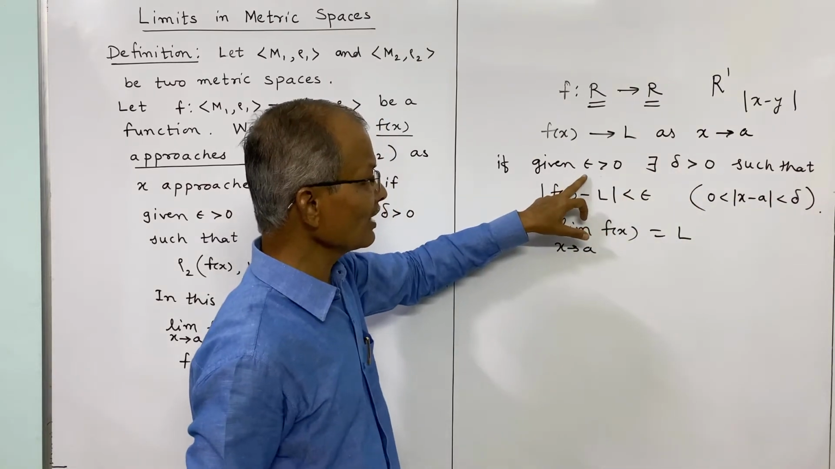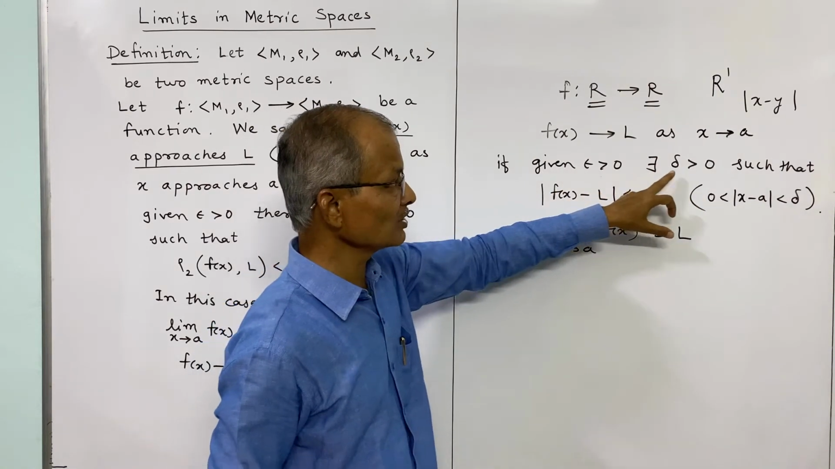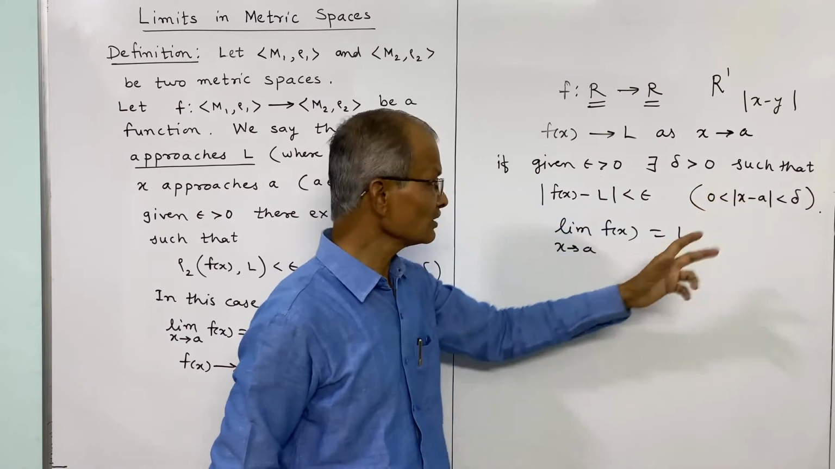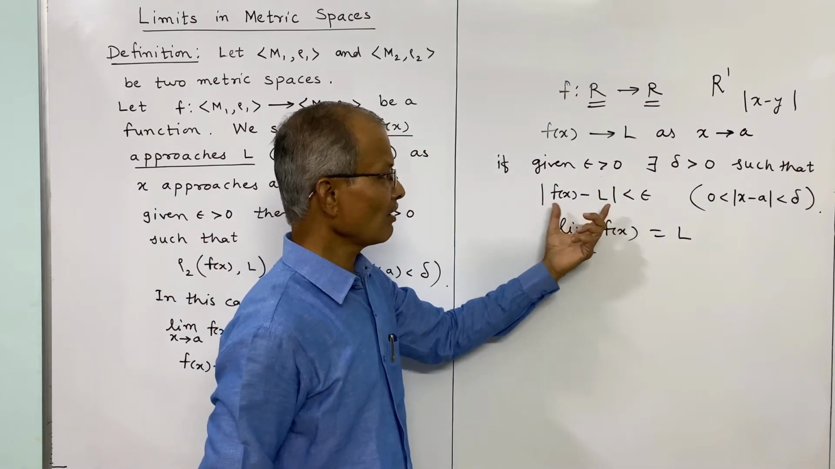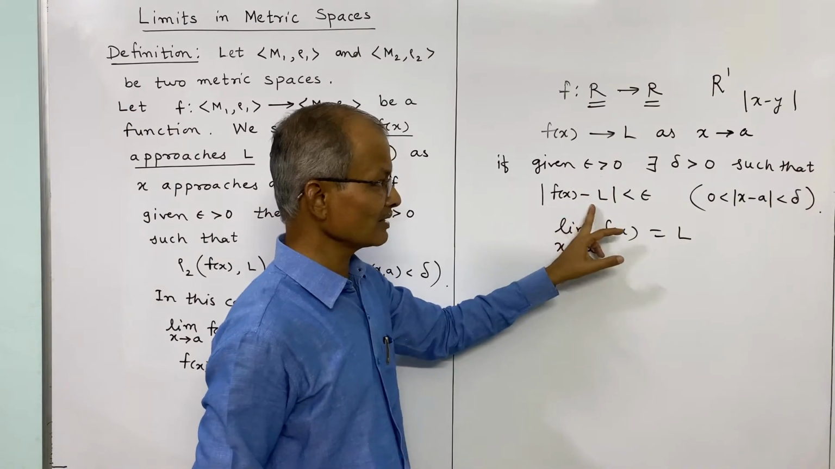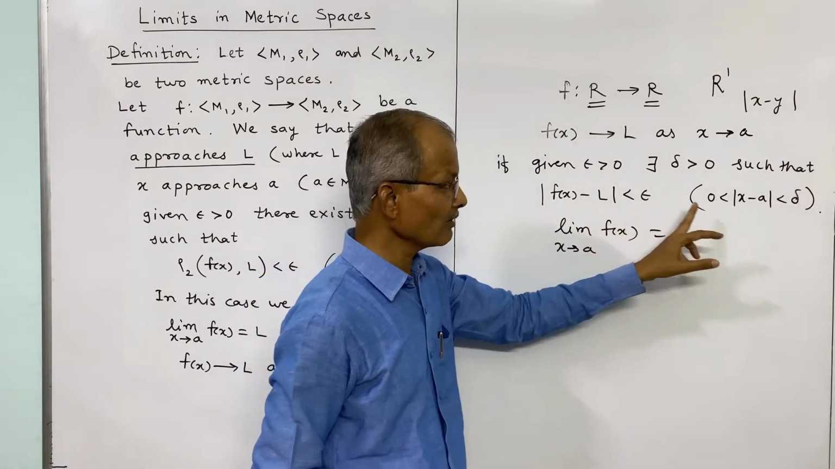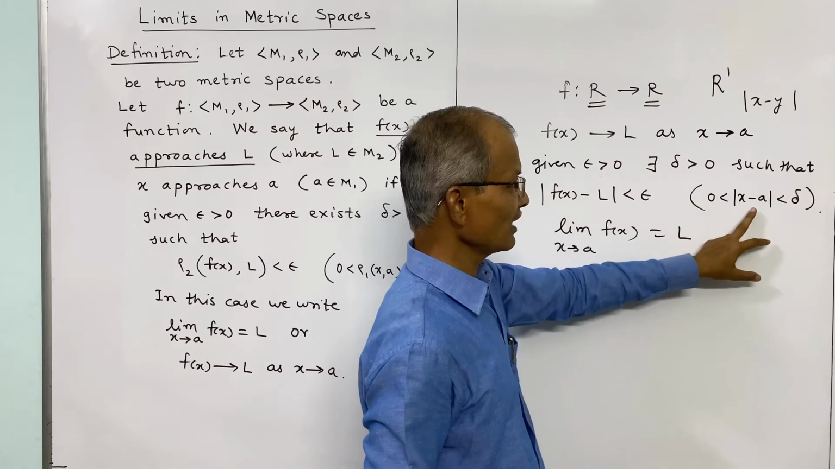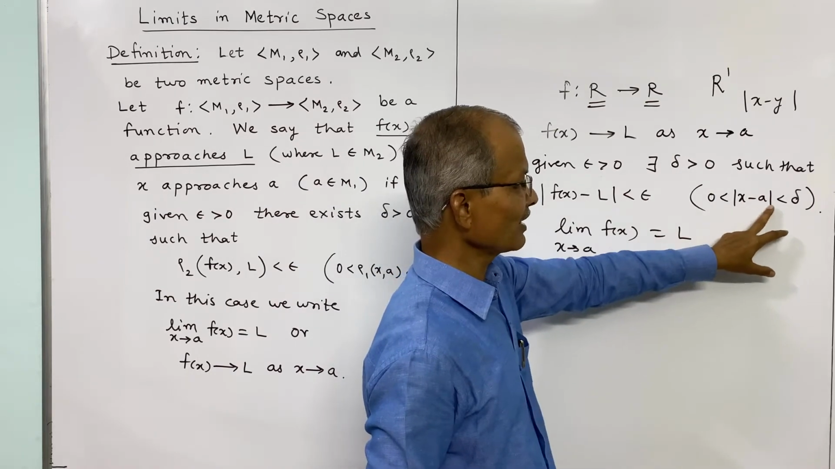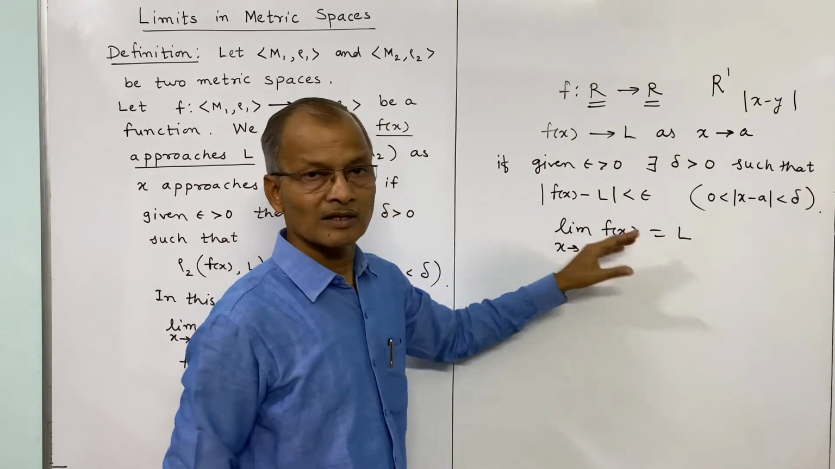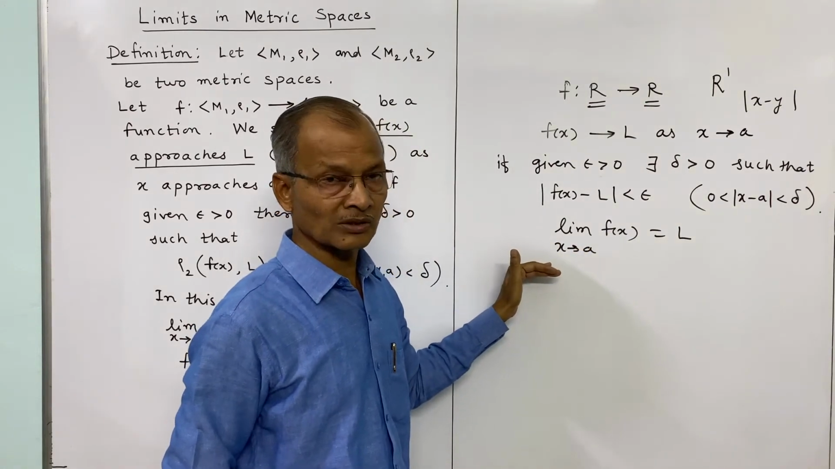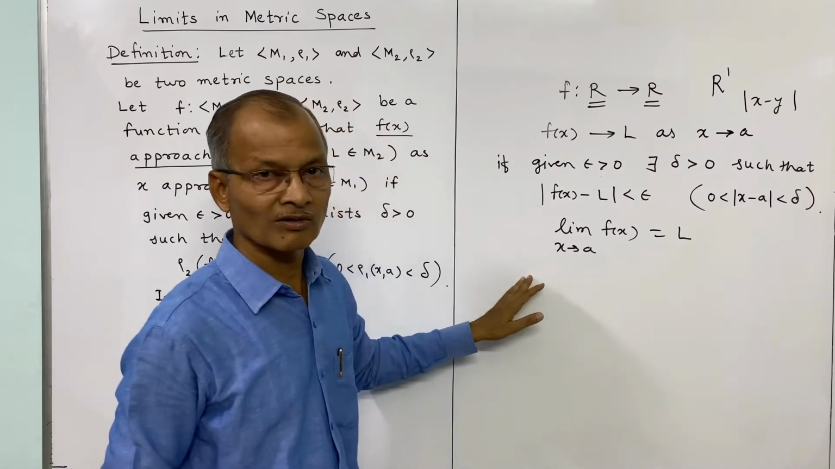That means for given epsilon greater than 0, there exists delta greater than 0 such that the absolute value of f(x) minus L is less than epsilon whenever 0 is less than the absolute value of x minus A is less than delta. And then we say the limit of f(x) is L. So this is the usual definition of the limit of a function that we have studied.